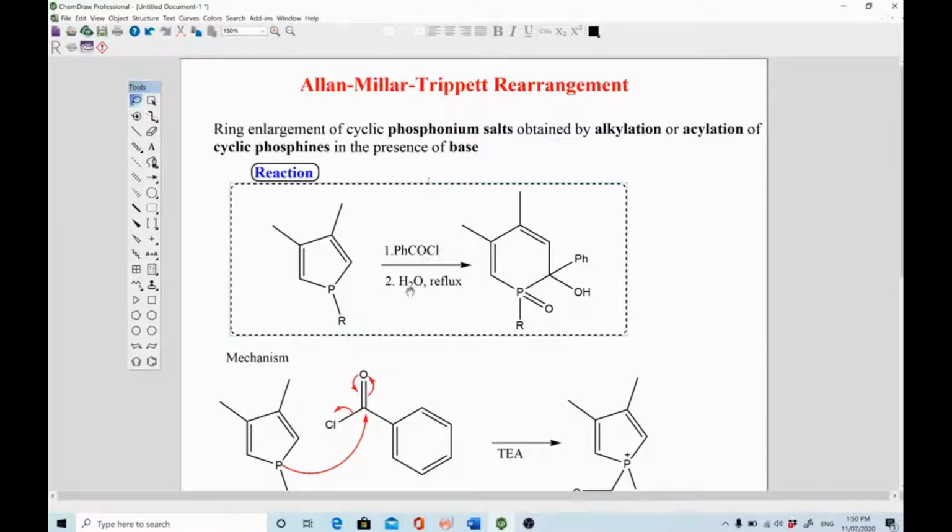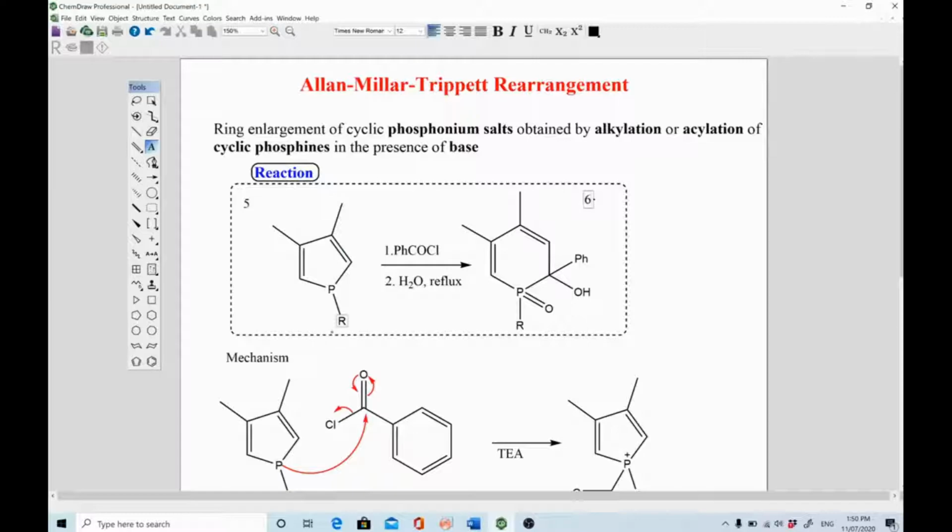This is an acid chloride, and this reaction occurs in the presence of water and at reflux conditions, and you get a 6-member ring, with phosphorus being oxidized to a double bond oxygen. So this is the conversion of phosphorus from P into P double bond O, and you have an alcohol here, this one OH, and you can substitute here with phenyl or alkyl ring depending upon what you are using here. You can replace this hydrogen with this ring. If you start with a 5-member ring, you will end up with a 6-member ring.